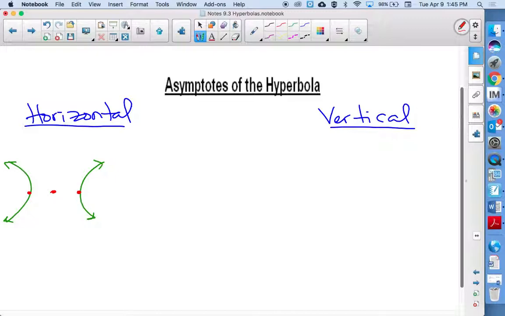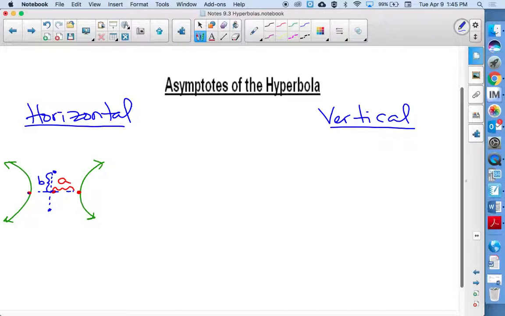Not even drawing the foci, because they're not really involved in the graph when it comes to trying to get the asymptotes. So the distance from the center to one vertex is a. Going the other direction, so a goes horizontally, since it's a horizontal graph. The b has to go vertically. Above and below, that distance is b. So these guys are kind of like connected together.